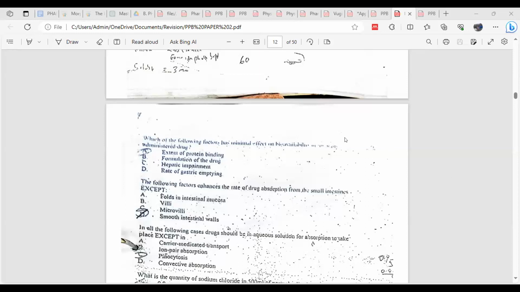Hiyo ni kama hatujapata jibu. Acha tu tutaweka star. So mnaona hepatic impairment. Anyway, sawa. Mimi naona either hepatic impairment ama hiyo rate of gastric. Hiyo rate nayo hapana. Tumekataa. Hiyo nayo ina affect. Unajua swali imesema zote zina affect.